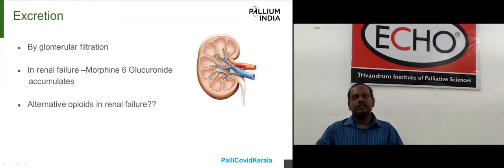So what are the other safe opioids in renal failure? Fentanyl and methadone are two opioids which are comparatively safe in renal failure.